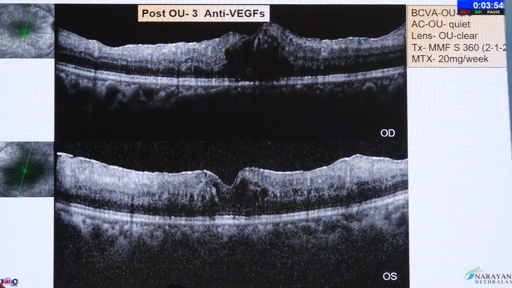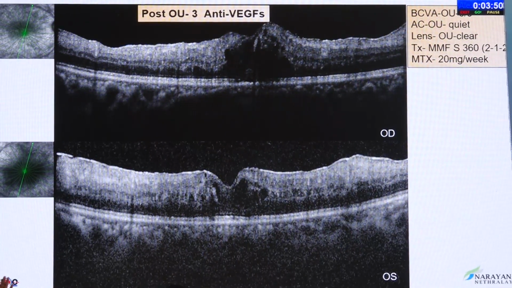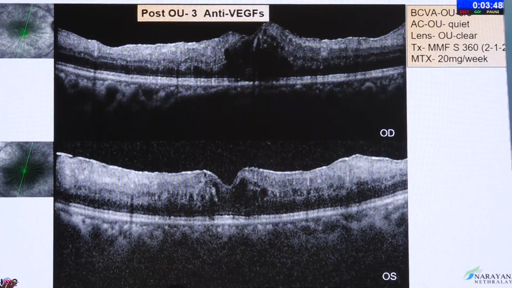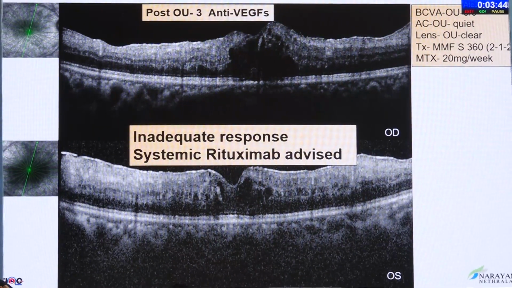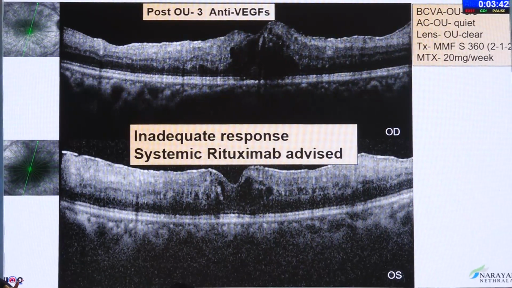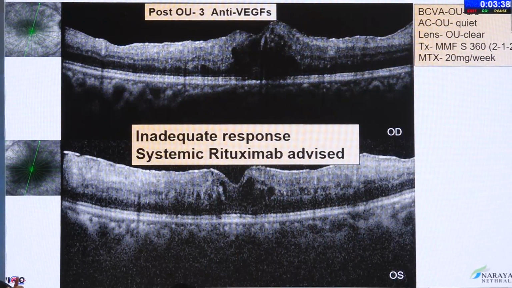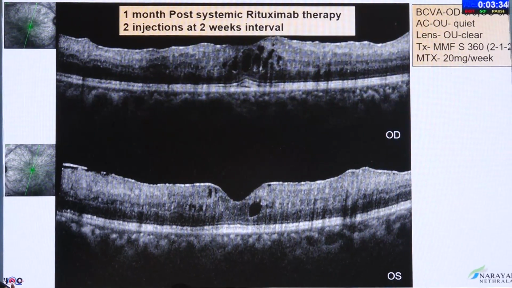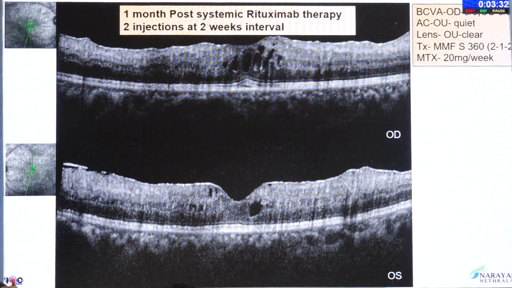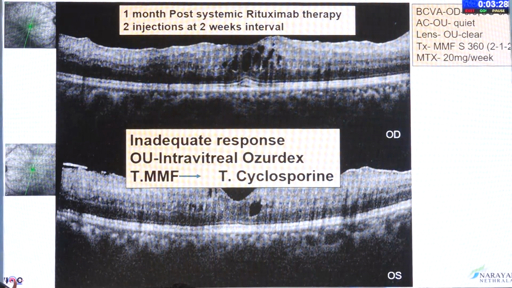In spite of anti-VEGF therapy, there was recurrence of macular edema. Always some amount of cystic spaces persisted in both eyes. So we referred the patient to the rheumatologist, and systemic evaluation was done. Based on the systemic parameters, they decided to go ahead with a rituximab injection for this patient. Following rituximab, we could see a reduction in the macular edema. However, there was persistence of cystic spaces.